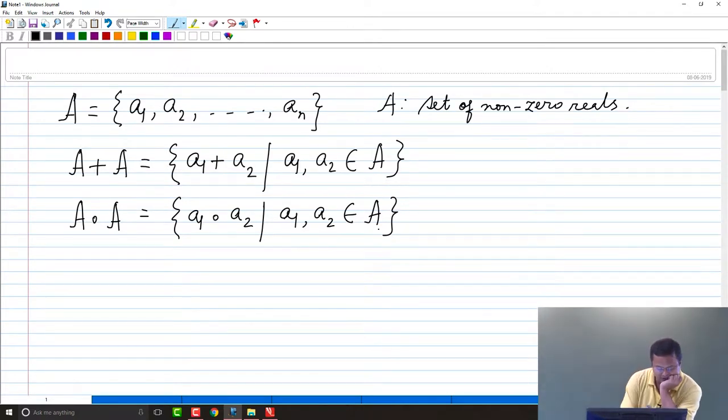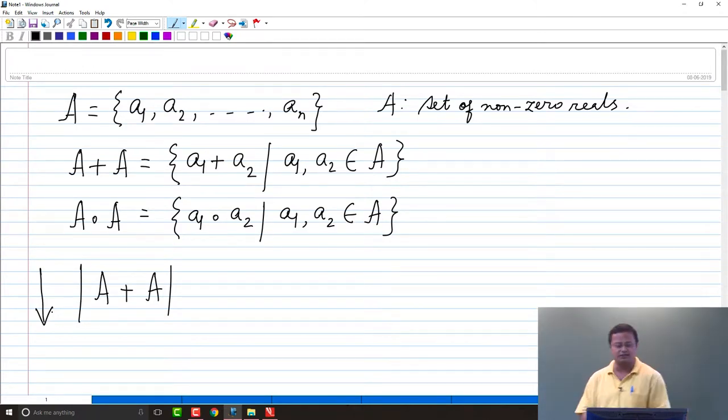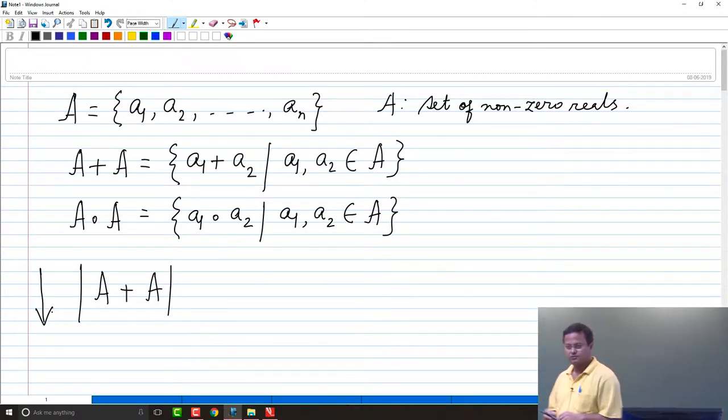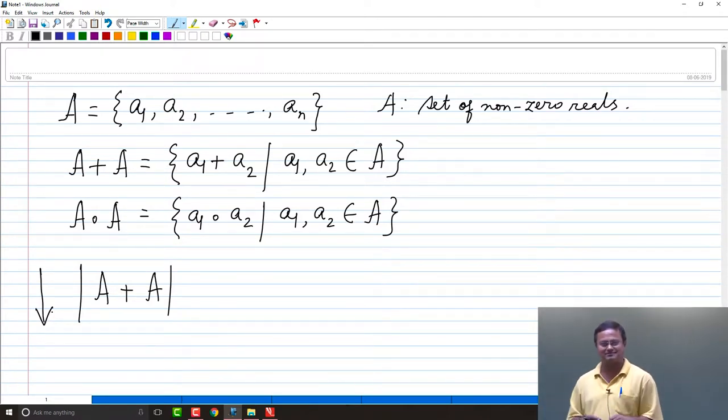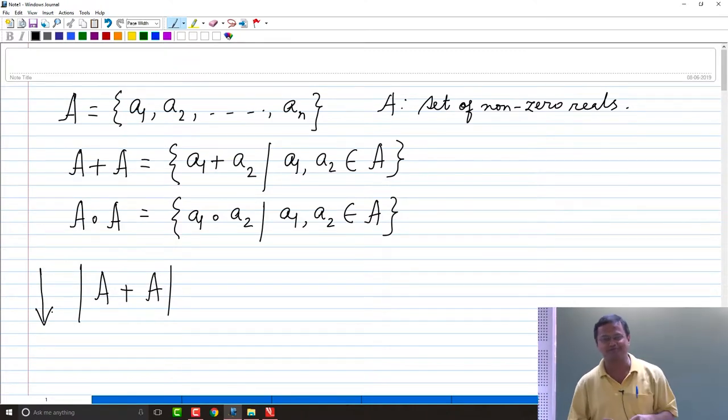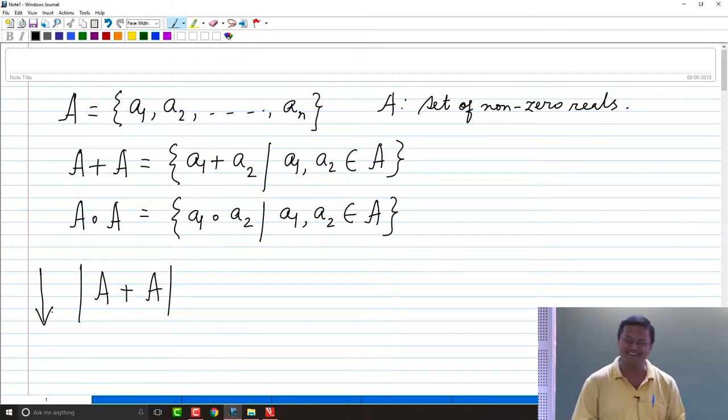Now, if I ask you something about the cardinality of this A plus A, and ask you when can you expect this cardinality to go down? So this is a question for you. I told you I will ask you, no? So you understood the problem, no? At least I will try to make you understand the basics of the problem.